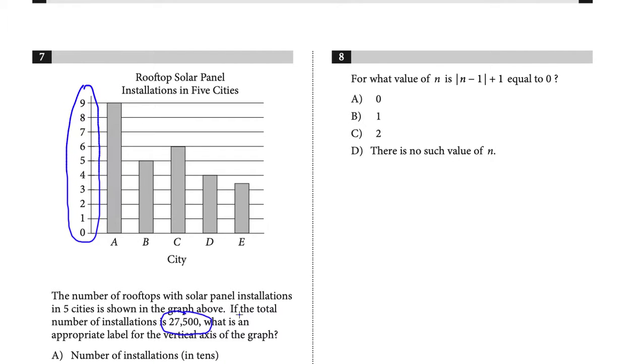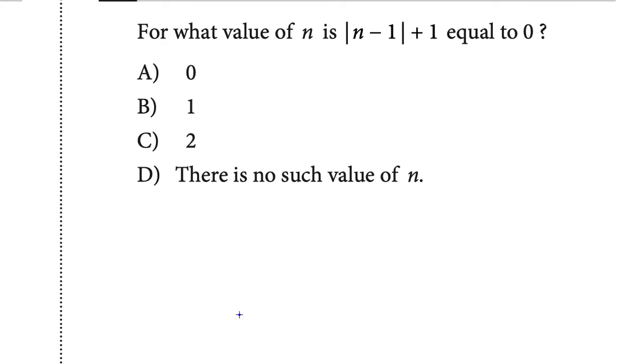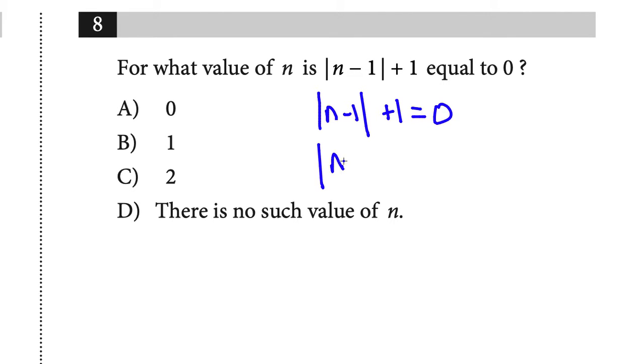Number 8. For what value of n is... I can zoom in here because there's no point. Why not? For what value of n is the absolute value of n minus 1 plus 1 equal to 0. So we can actually just solve this, right? So we have the absolute value of n minus 1, plus 1, is equal to 0. And then I need to say the absolute value of n minus 1.